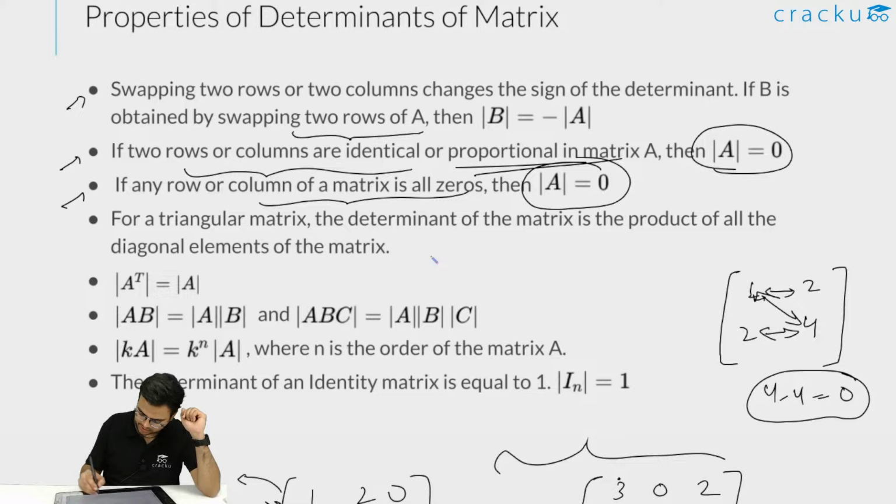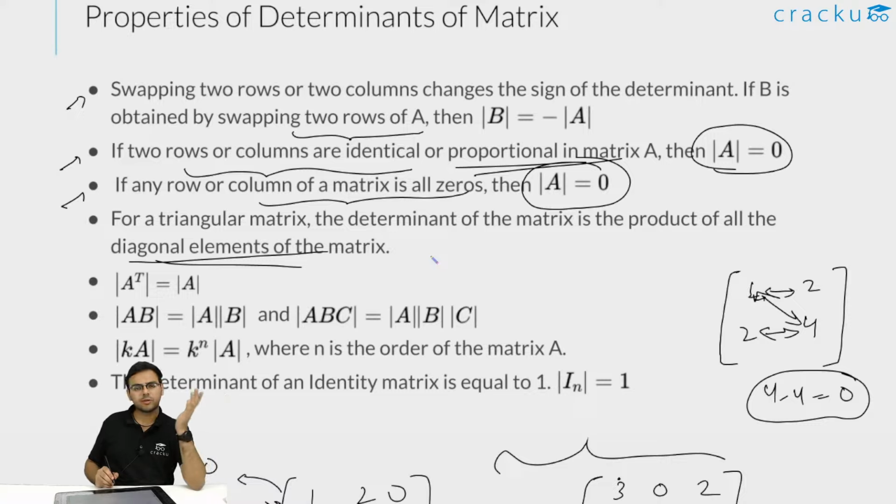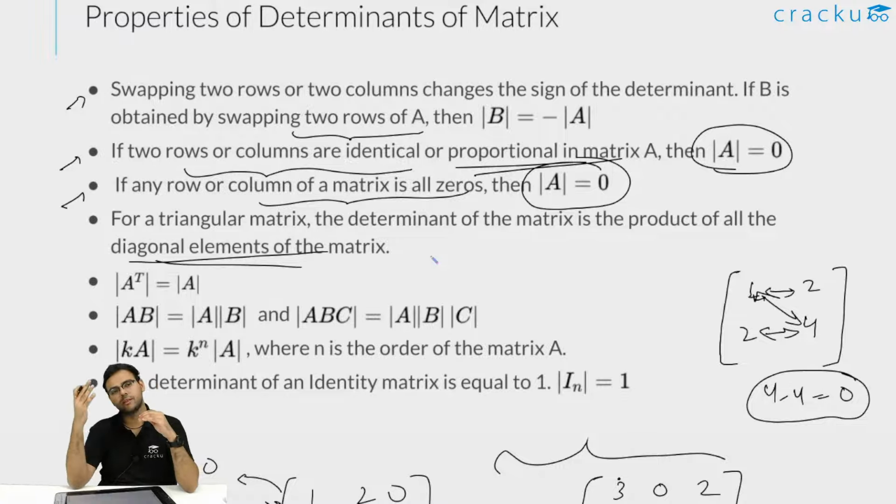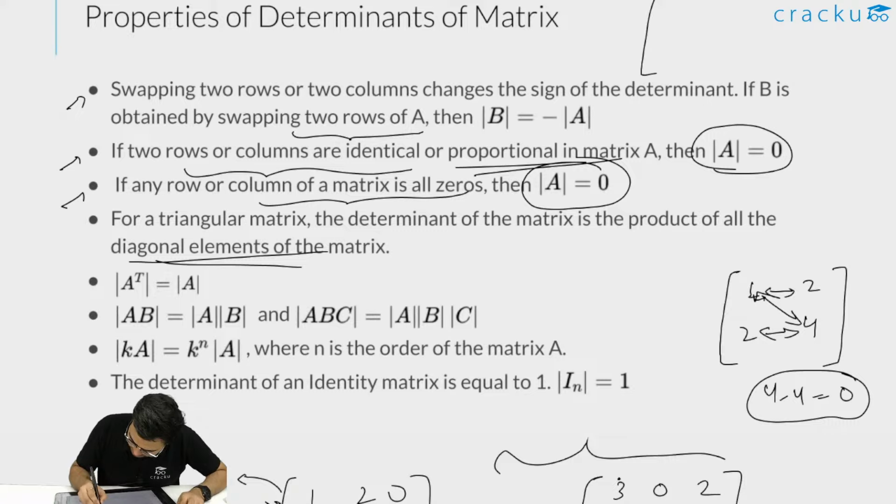For a triangular matrix, the determinant of the matrix is the product of all the diagonal elements of the matrix. Again, what was a triangular matrix? Upper triangular: all the elements below the diagonal are 0, and lower triangular: all the elements above the diagonal are 0. So there is only one element left as non-zero, which is A11. If I talk about, let's say, an upper triangular matrix, A21 and A31 are 0. So if I consider the column, I have this A11 which is some value, A21 and A31 are 0.